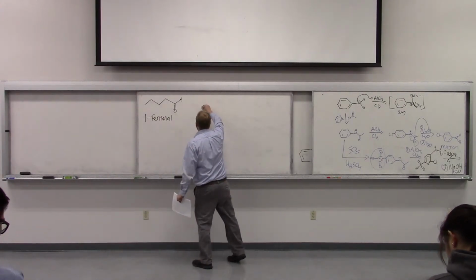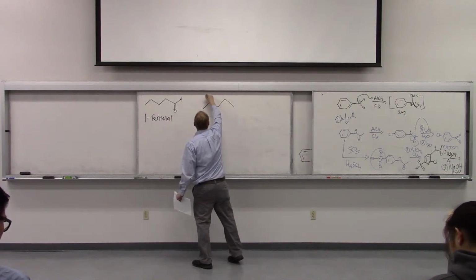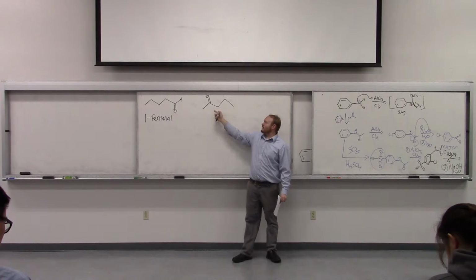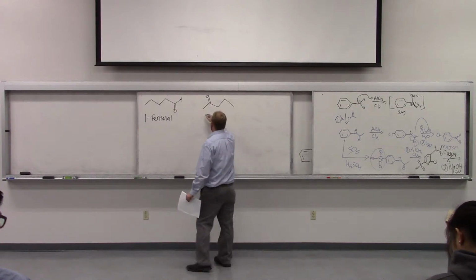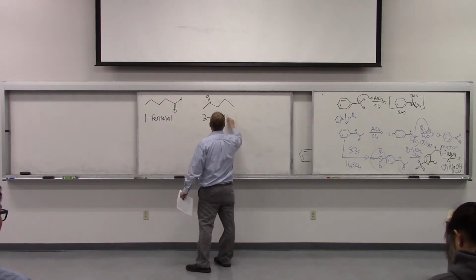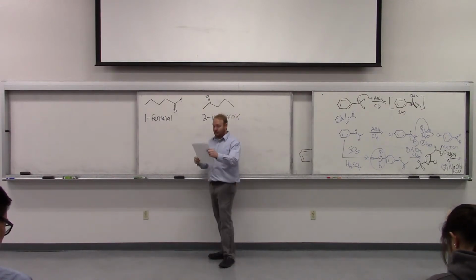And then ketones. Ketones end in -one. So what would this ketone be called if ketones end in -one? Pentanone, exactly, 2-pentanone. That's pretty much all I do with nomenclature, right? So ketones end in -one, as in pentanone.